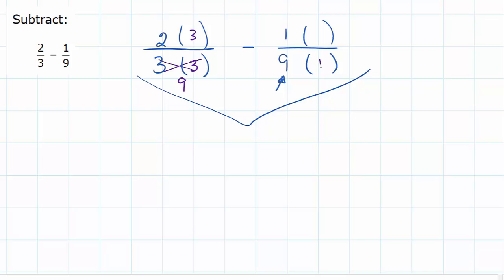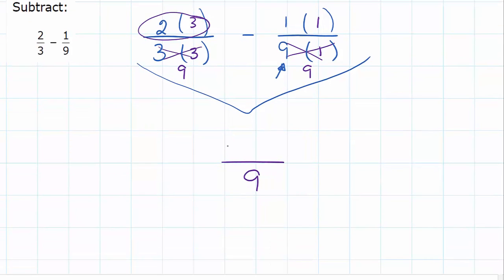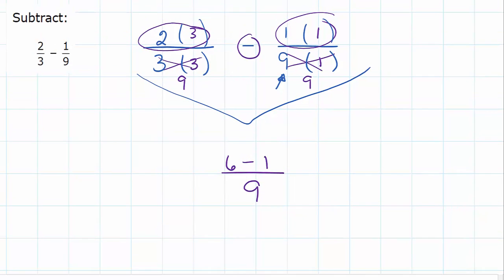9 times 1 is going to keep it at 9, so now I have my common denominator, which I'm going to place below by itself. I still have to multiply my numerator now by 1 for that second fraction. So I'm going to multiply now 2 times 3, which gives me 6. I'm going to bring down my minus sign into the numerator of my new fraction, and then I'm going to multiply 1 times 1, which gives me 1.